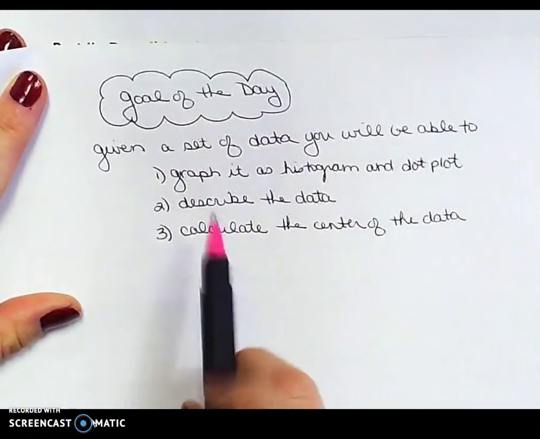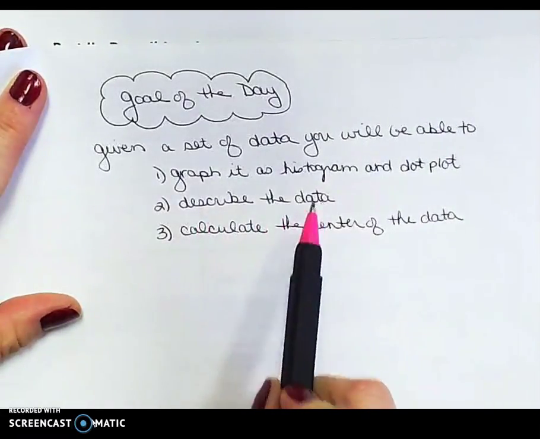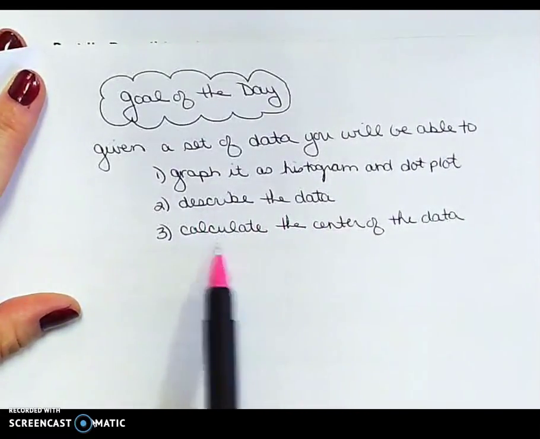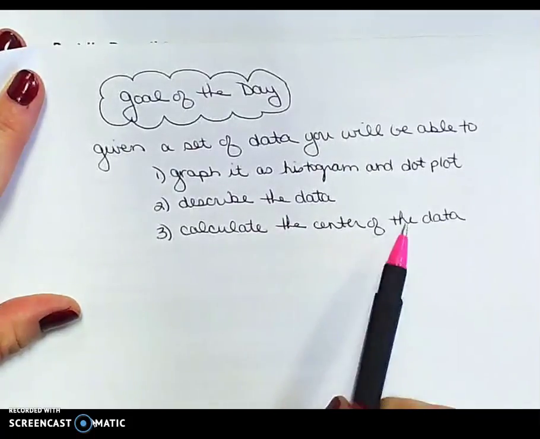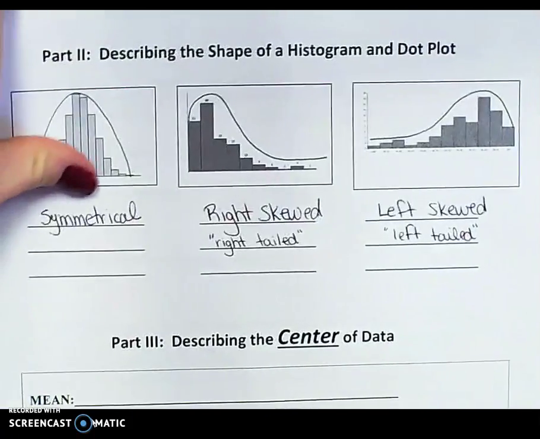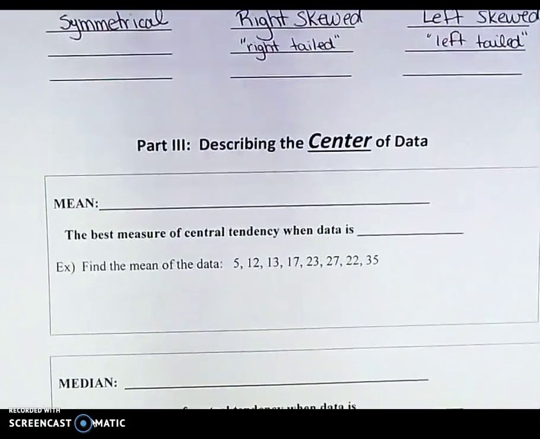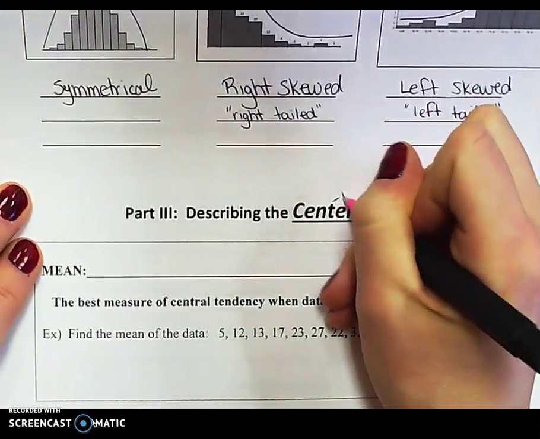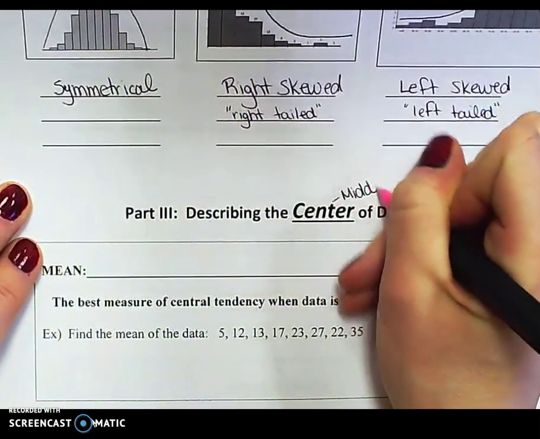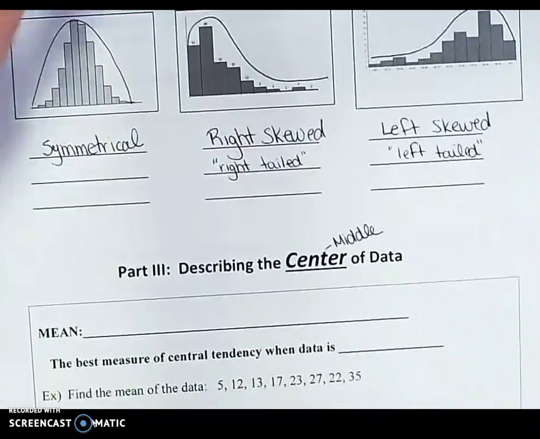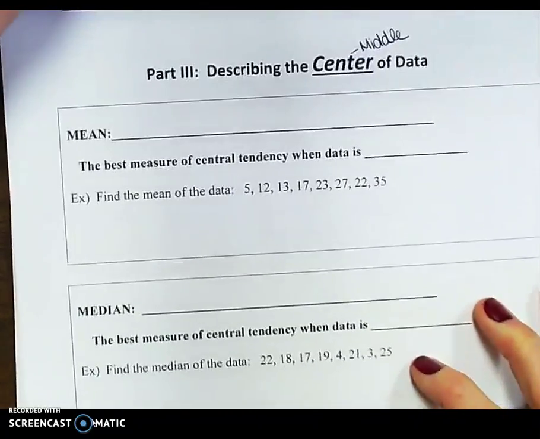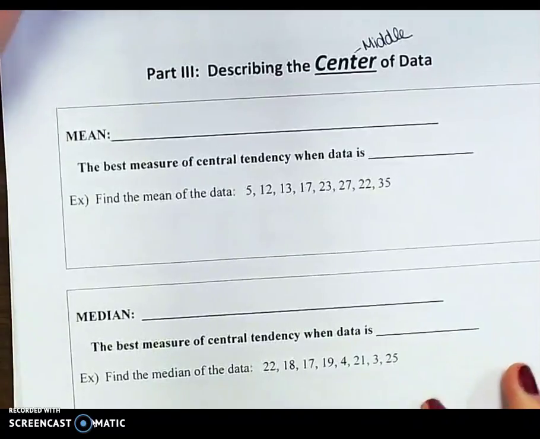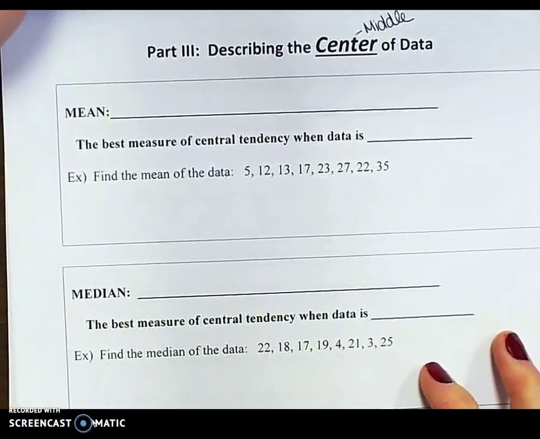All right, and that's part 2, describing the data. So now we're going to take a look at how we can calculate the center of the data. All right, so describing the center of the data. Now, if you think of the word center, what do you think about? Yeah, we tend to think about, well, it's got to be the middle number. So the center, if you're thinking middle, that is pretty correct. There's actually 2 different ways that we can calculate the center of our data.